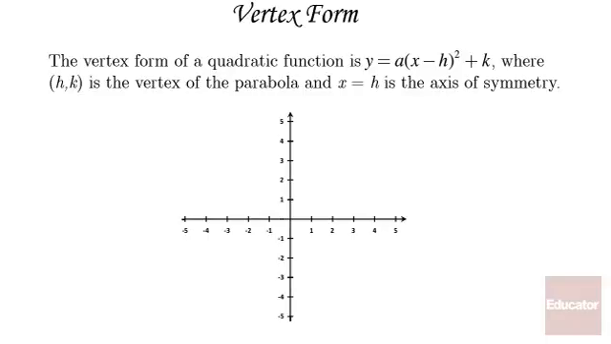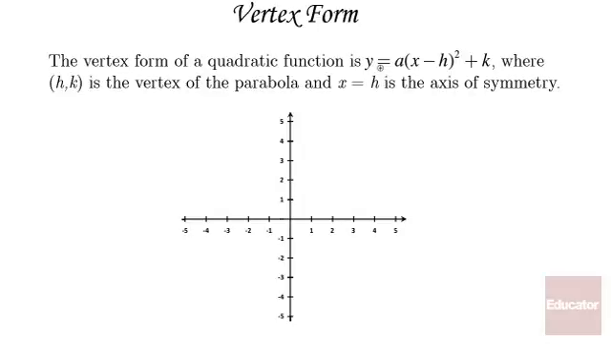Today, I'm going to introduce a new form, which is the vertex form of a quadratic function. And this is a very useful form of the function. It's given as y equals a times (x minus h) squared plus k. H and k are the vertex of the parabola, and x equals h is the line that is the axis of symmetry. And as you'll recall, the vertex is the maximum point for a downward opening parabola, and it's the minimum point for an upward opening parabola.